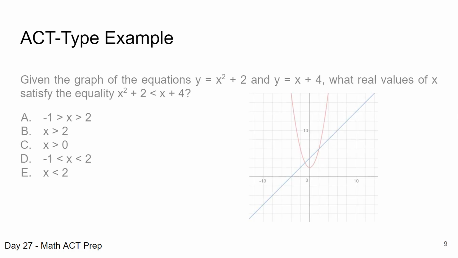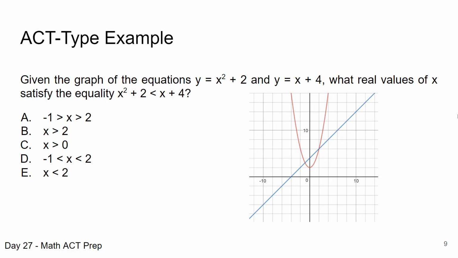Take a look at this ACT type example now. Pause the video and then come back and we'll work it together. The question says, given the graph of the equation y equals x squared plus 2 and y equals x plus 4, what real values of x satisfy the inequality x squared plus 2 is less than x plus 4? When we glance at our answer choices, we see that we are looking for an expression that represents an interval of values for x. That's what we're looking for.